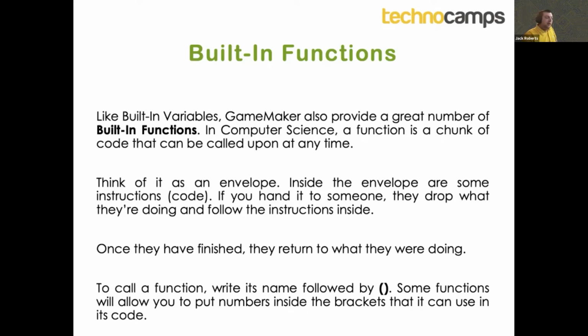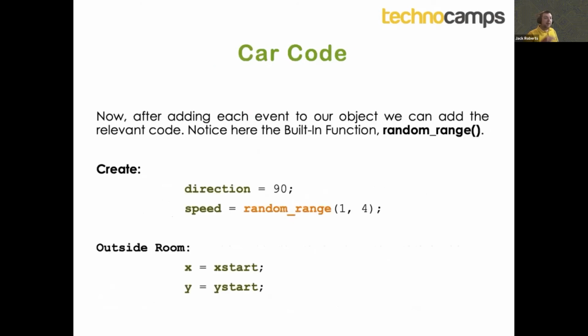The grammar for a function is that the name of the function is always followed by brackets. Some functions allow you to put numbers inside those brackets to give it something to calculate with. Now, for our car, we're going to use the built-in function random_range, open bracket, close bracket. This function takes 2 numbers and will choose a random number between those 2 numbers.